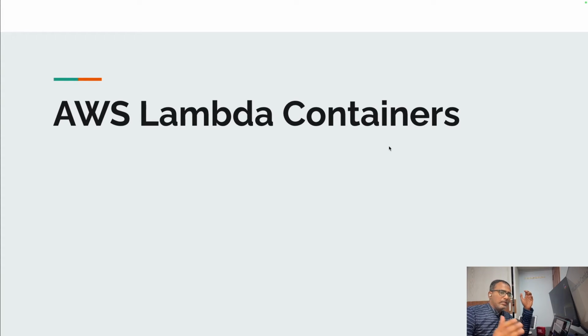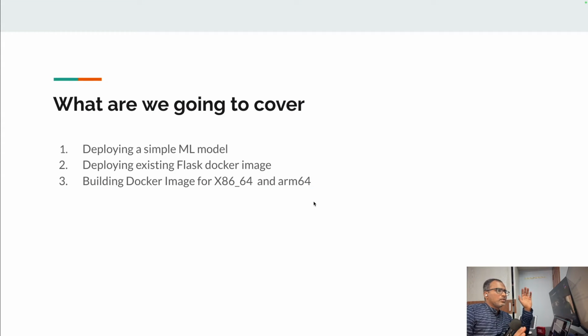Hello everyone. In this video we are going to see how can we deploy a Docker image in AWS Lambda containers. Quite interesting topic, right? Let's get started. So first, what are we going to cover in this video? We'll see how can we deploy a simple machine learning model in AWS Lambda containers instead of deploying a simple hello world addition subtraction. We'll just try in a different way. We'll deploy a machine learning model here.